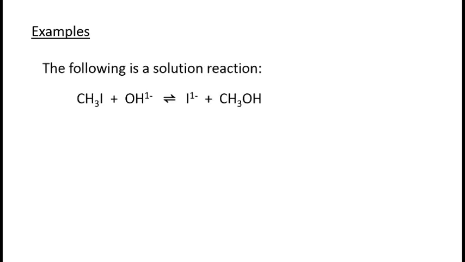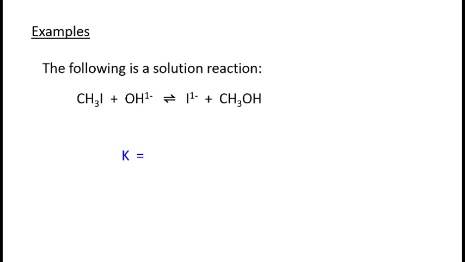We need to become adept at writing expressions for K, so let's do a few examples. The first says, this reaction is in solution. CH3I plus OH1 minus goes to form I1 minus plus CH3OH. Since everything is in solution, we'll use concentrations. Also note that the coefficients are 1 for all of the chemical species. So in this case, all of the concentrations will be to the first power.